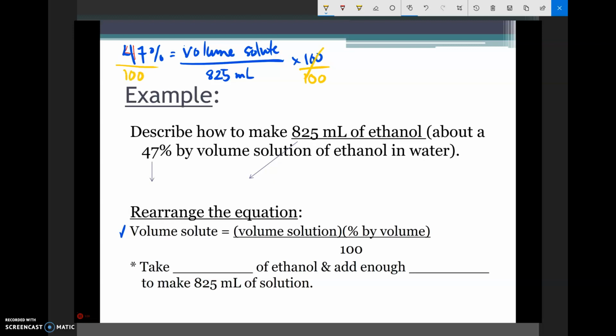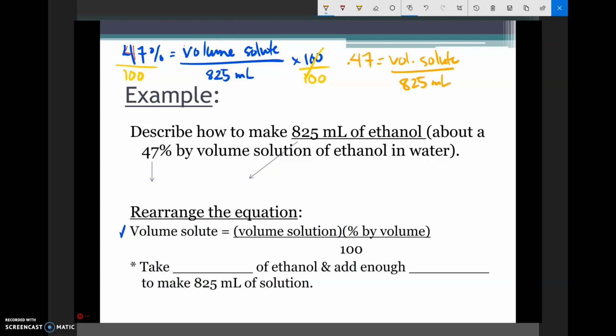Get rid of that 100. When we get rid of the 100, we end up getting 0.47 when we take 47 divided by 100. That's going to equal the volume of our solute all over 825 milliliters. Now that looks a little more manageable.